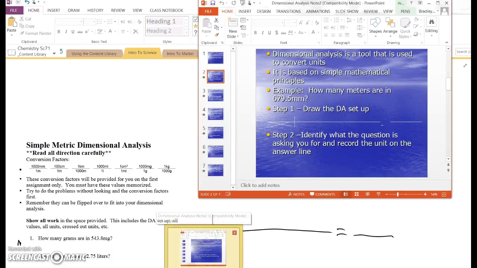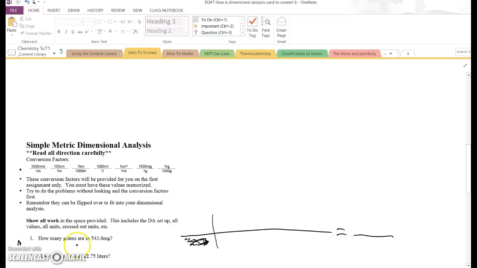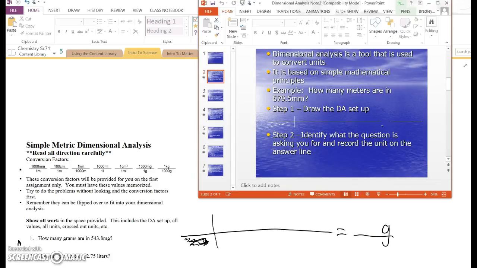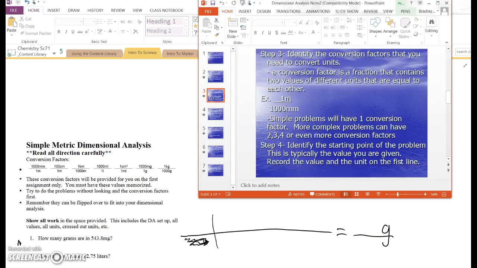My second step is to identify what this question is asking me for and record the unit on the answer line. So this question has asked me how many grams are in 543.8 milligrams. So I want to record that over here. It's extremely important that I know where I am going before I try and get there. So I'm going to record that unit right here: grams. Again, I'm just going to refer to the notes.